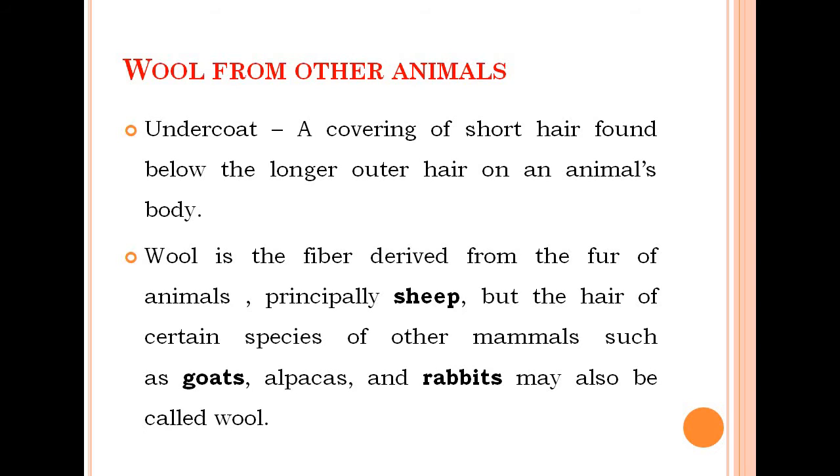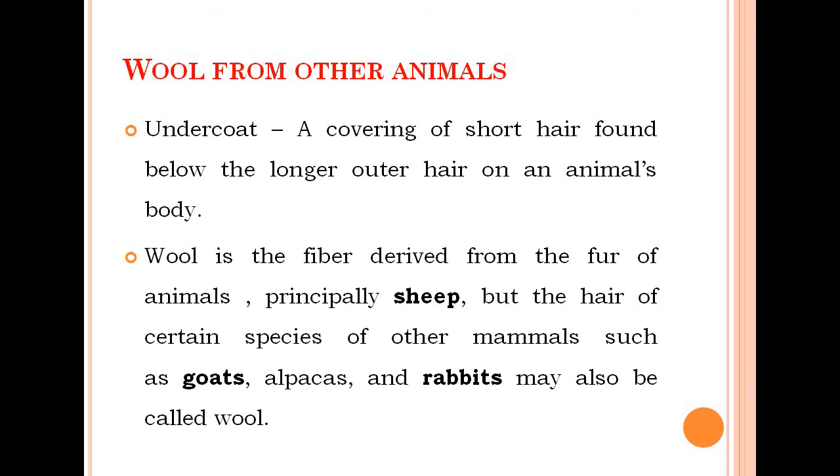Actually, undercoat is a covering of short hair found below the longer outer hair on the animal's body. We have seen that there are two types of wool or hair found over the body of the sheep, that is, the soft hair and the undercoat hair. The soft hair present below the animal's outer hair is known as undercoat.